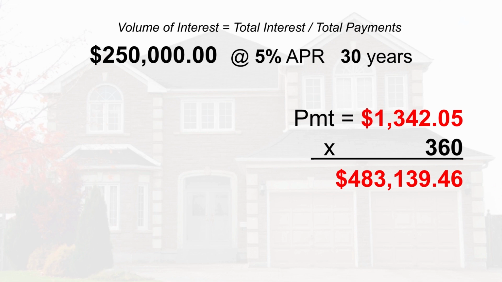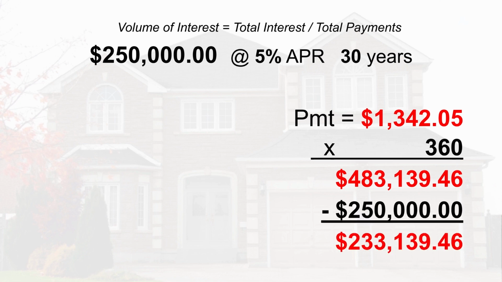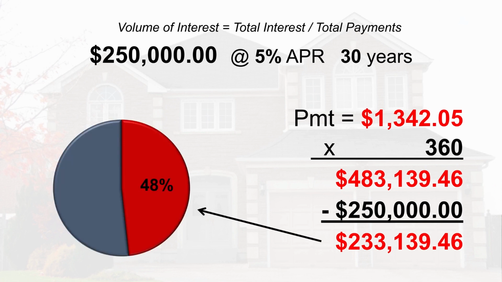Now if we subtract the original principal, we can get total interest, $233,000 and some odd dollars and cents. So to figure the volume of interest is easy. We take the $233,000, divide by the $483,000, and that tells us the volume of interest is 48%. And it tends to be higher with long-term loans, such as a 30-year mortgage like this, or if you're making minimum payments on credit card balances.